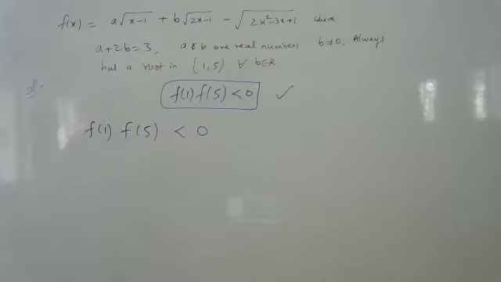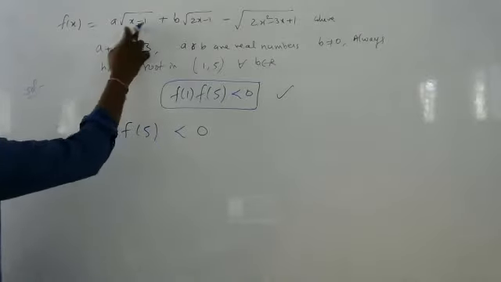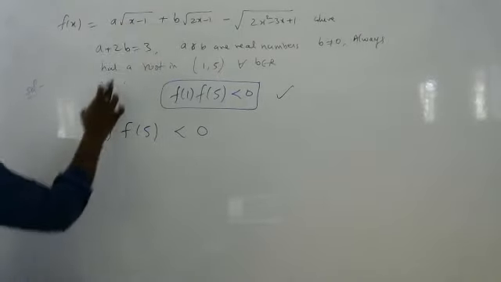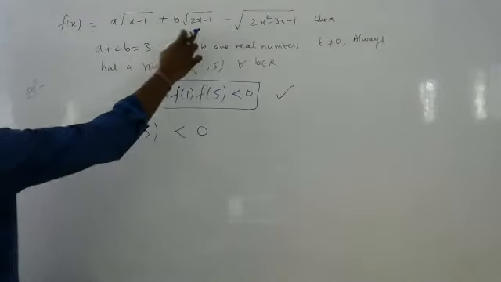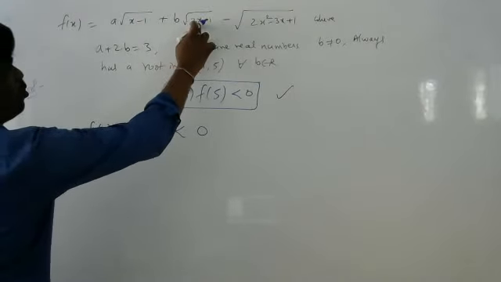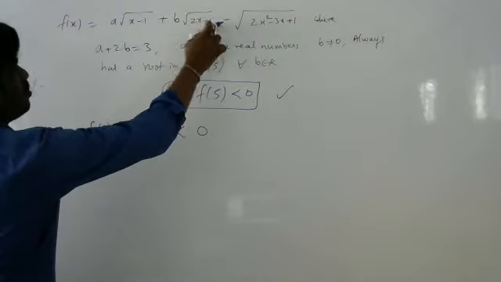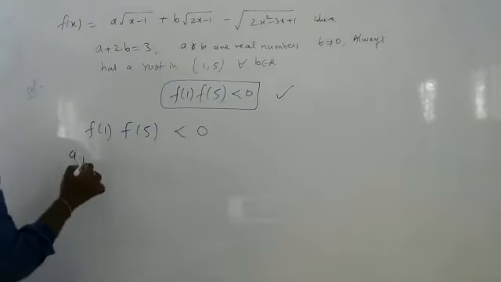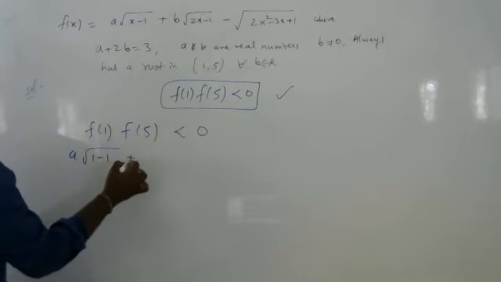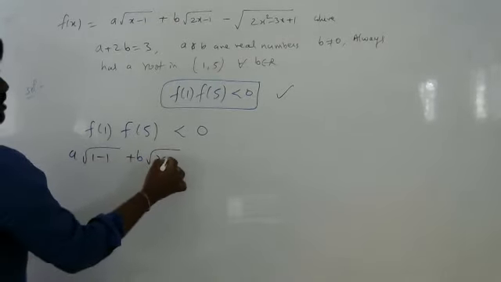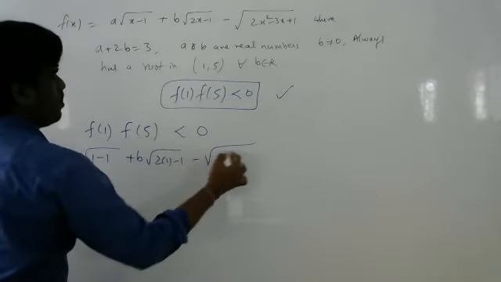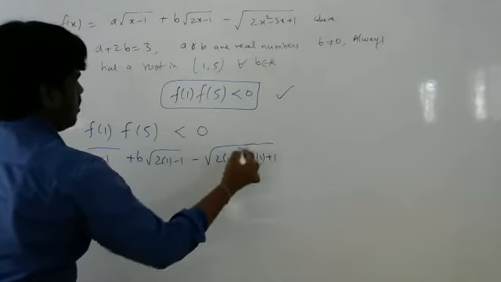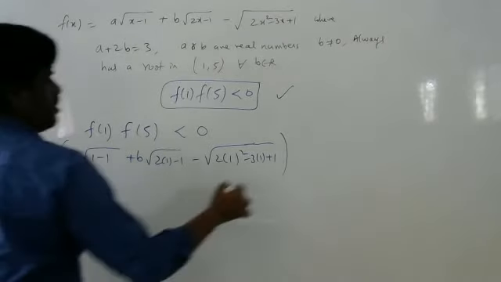F of 1, if I substitute what I get here, this will be 0. Look, here it will be 0. F of 1. Sir, are you getting it? Here, what will come? 2 minus 1 square, 2 minus 1 is 1, square root of 1. I will explain. Under root of 1 minus 1 plus b into under root of 2 into 1 minus 1 minus under root of 2 into 1 square minus 3 into 1 plus 1.